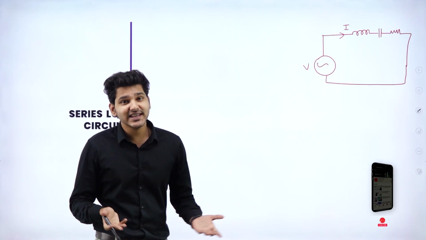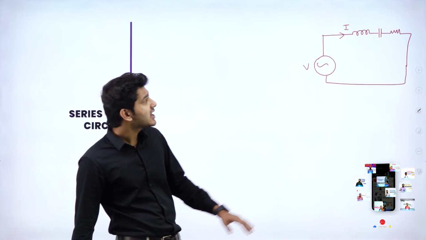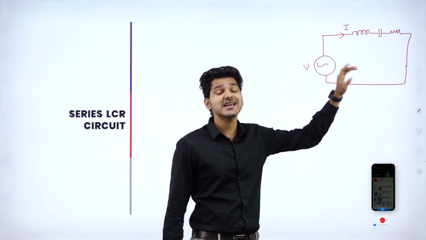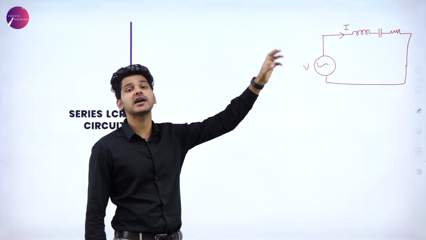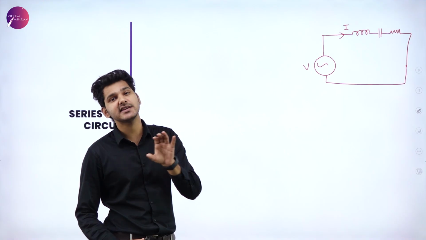So what exactly is a series LCR circuit? A series LCR circuit just means that an inductor, a capacitor and a resistance is connected in series where an AC power source is supplying the current to that particular circuit. So this is known as a series LCR circuit.